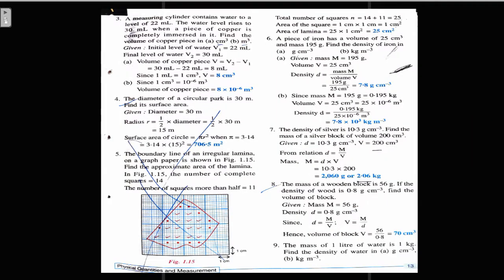Next is a measuring cylinder that contains water to a level of 22 milliliter. The water level rises to 30 milliliter when a piece of copper is completely immersed in it. Find the volume of copper in centimeter cube and in meter cube. Right, so what we have been given here is the initial level of water, V1, equal to 22 milliliter.